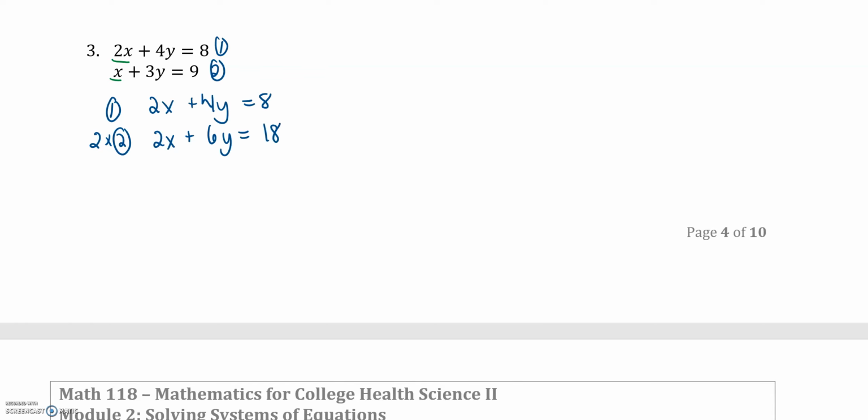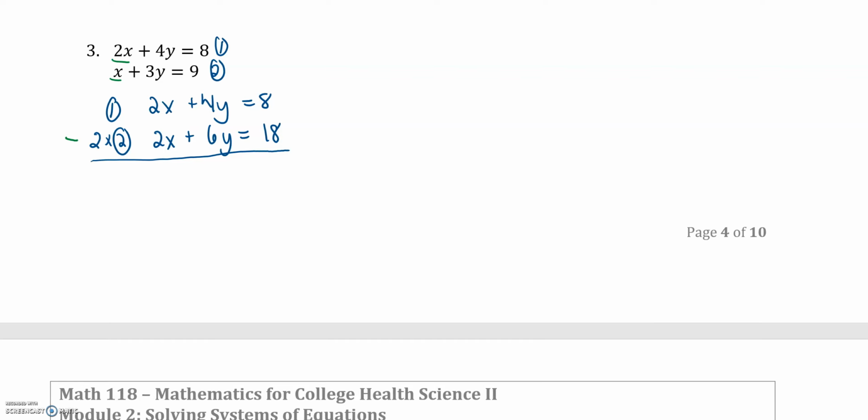Again, make sure that you multiply each and every single term in equation 2 by 2 to express it as an equal equation, and we're going to subtract the equations from one another to eliminate x. So 2x minus 2x is 0x.